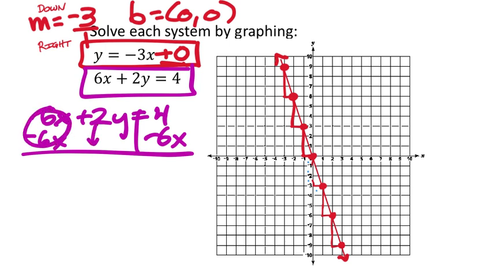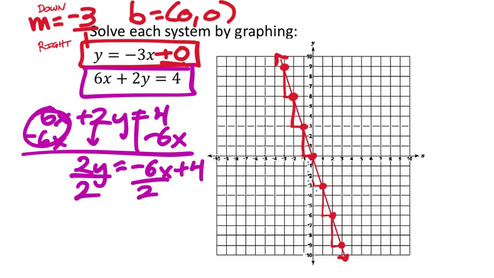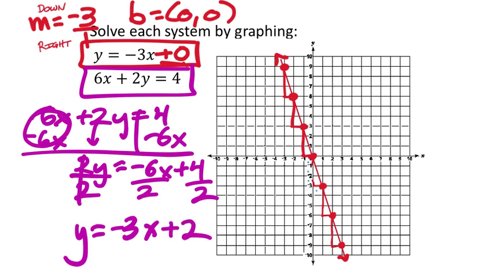To zero that out, drop your 2y equals, again, these two terms are not like terms to combine, the negative 6x and positive 4. And then divide all the terms by the coefficient of y, in this case 2. So that's a phantom 1 now. y equals negative 6 divided by 2 is negative 3, so negative 3x, and 4 divided by 2 is positive 2.